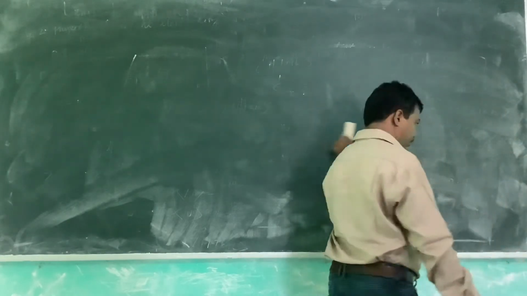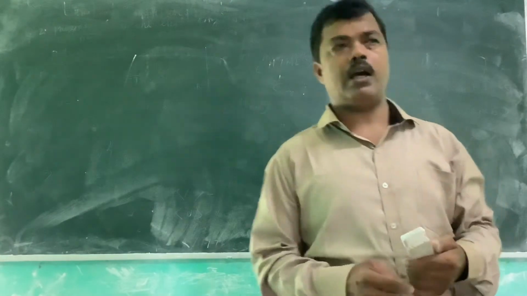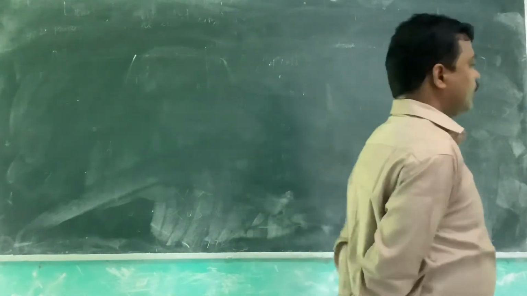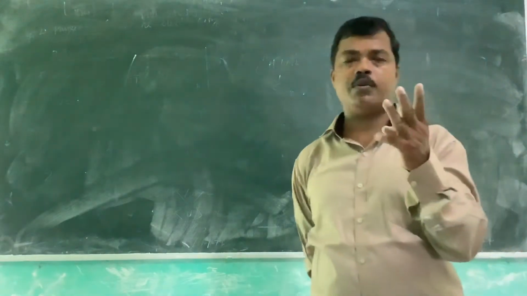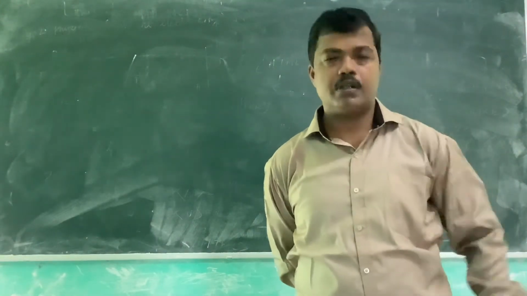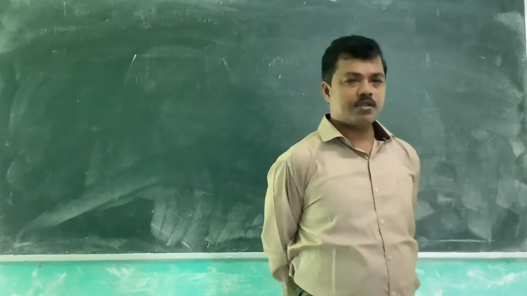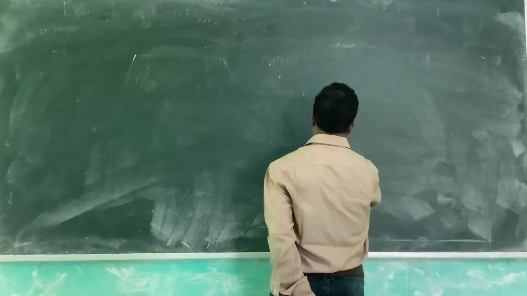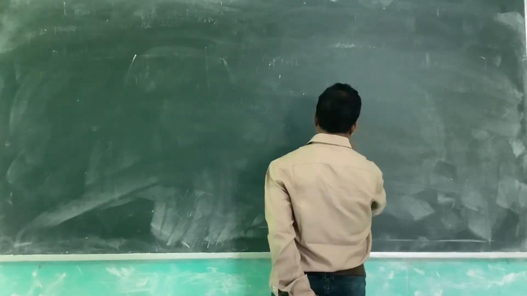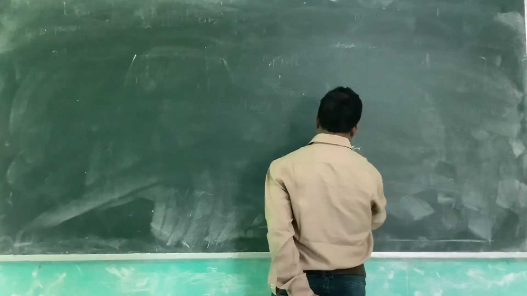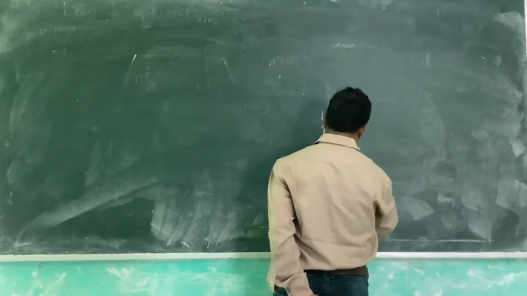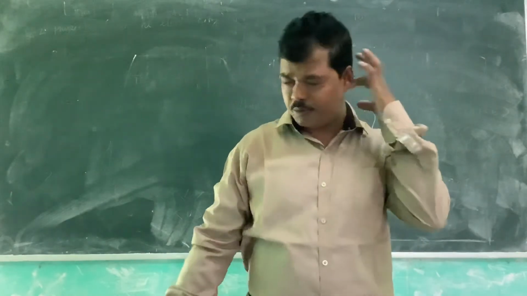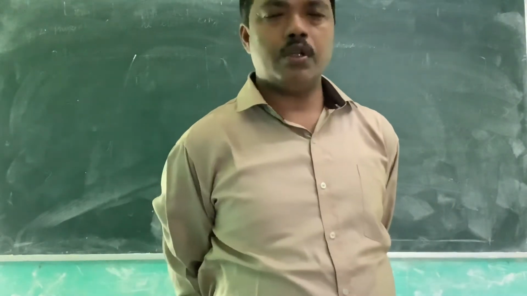Then let's go to different alignments. In MS Word, in first year class, we know there are 4 types of alignments: left, right, center and justify. So you can also give different alignments to your written text.